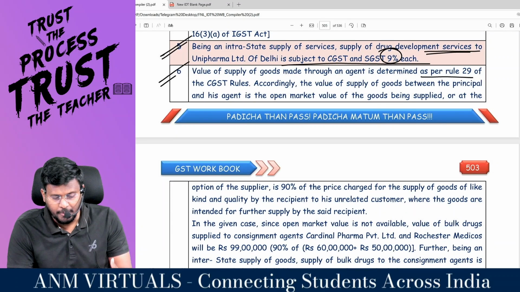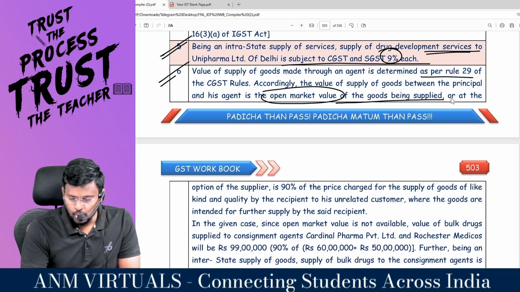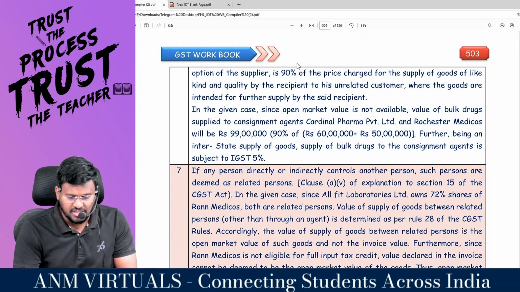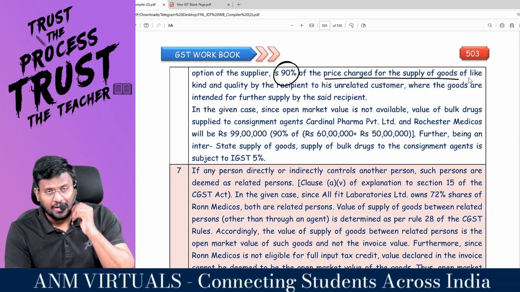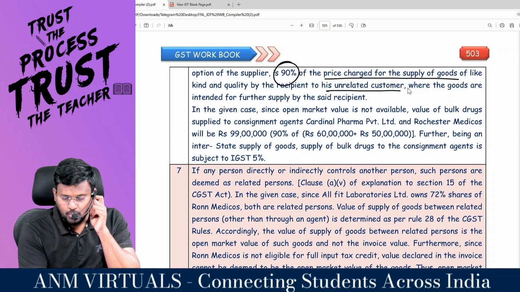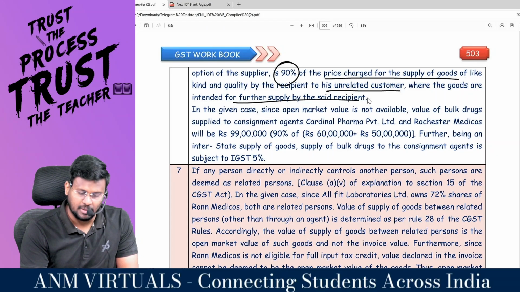So value of supply made through an agent is determined as per rule 29 of the CGST rules. Accordingly, the value of supply of goods between the principal and his agent is the what? Market value of the goods being supplied, or at the option of the supplier, 90% of the price charged for the supply of goods of like kind and quality by the recipient to his what? Customer, where the goods are intended for further supply by the what? Recipient.